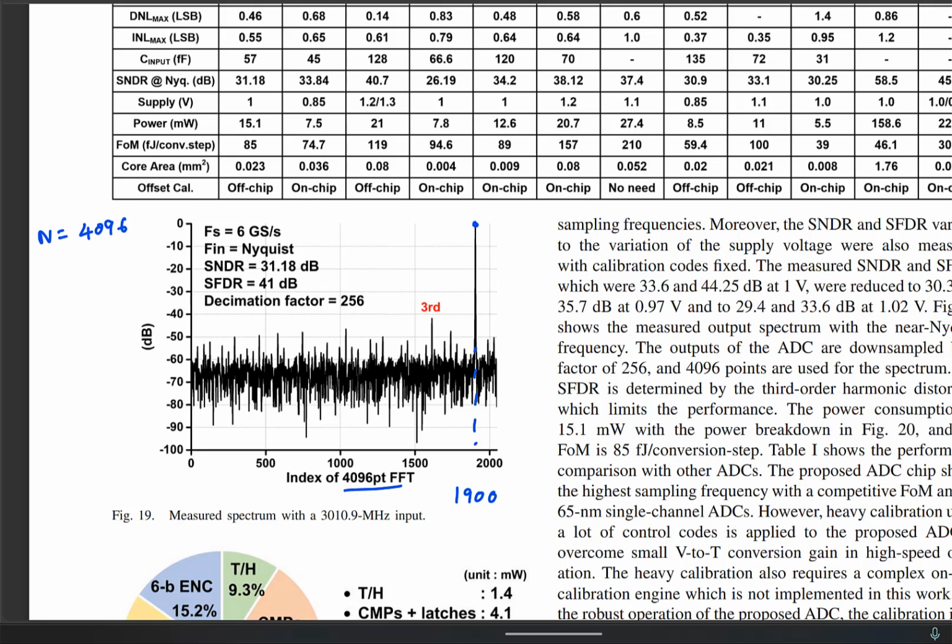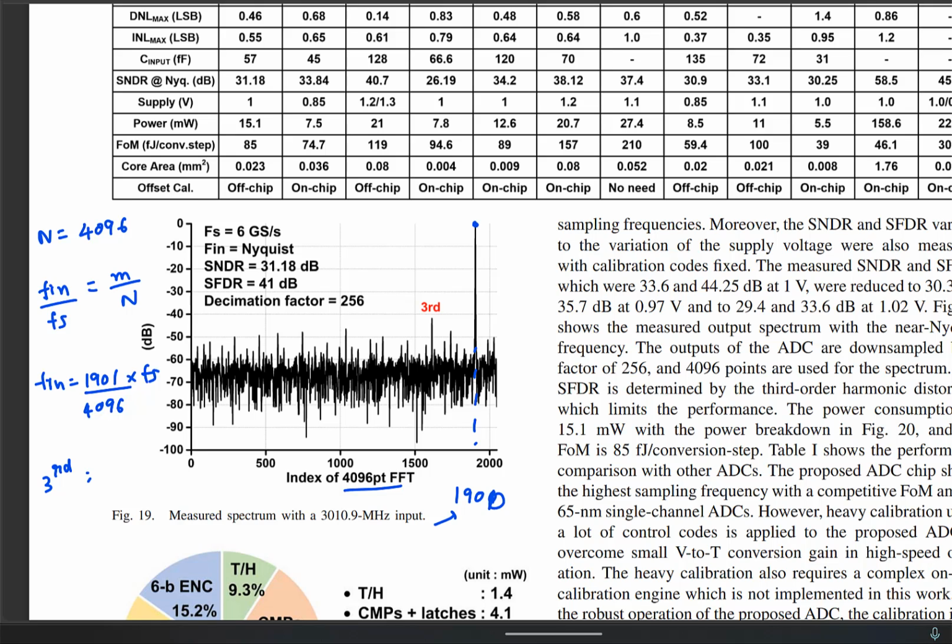Again, remember, how do you choose Fin by Fs? And how should M and N be? Co-prime, right? So this might not be exactly 1900, could be 1901 or something. So probably Fin is 1901 by 4096 times Fs. I'm just guessing, but let us say for simplicity it's 1900 for easy calculations. So if the input is lying on the 1900 bin, where will the third harmonic lie?